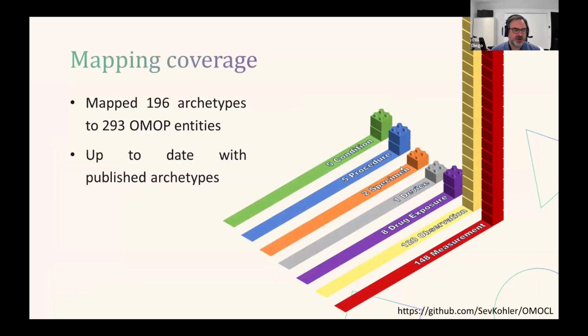Currently, we have already mapped 196 archetypes. They are mapped to 296 OMOP entities. As I said, it's already up to date with the published archetypes. In the first iteration, we tried to map a patient summary, but then we realized it was really interesting to have all the published archetypes mapped to OMOP. So we already have the mapping proposals in this repository. If you're interested, just go there and check them. Again, we have to validate them to put them into CKM, so the more people try them, the better.